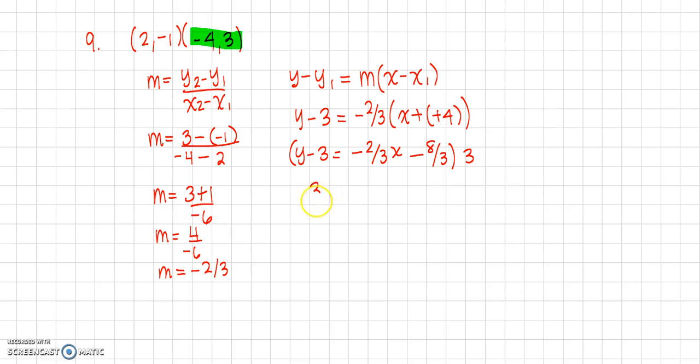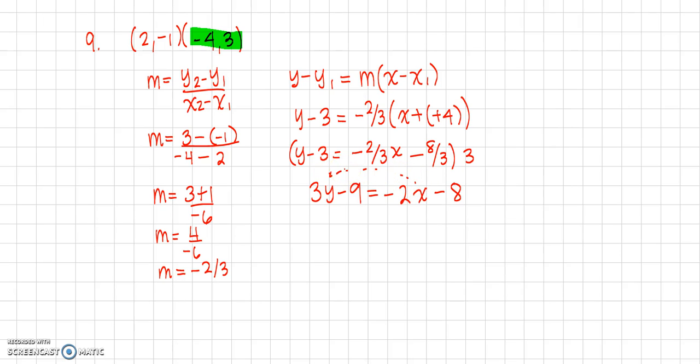So 3 times y is 3y. 3 times negative 3 is negative 9. 3 times negative 2/3 x is negative 2x. And 3 times negative 8/3 is negative 8. Now, all 4 of those equations are in standard form, so I need to move my x's over here.